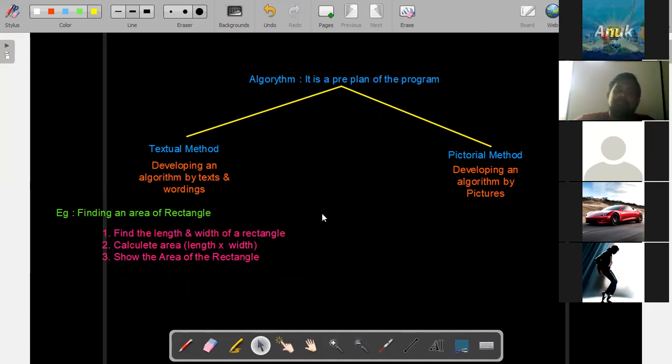Right. Understood this? This is the textual method. We have already written the step-by-step method, sequentially written. Understood that? Understood, sir. Right.